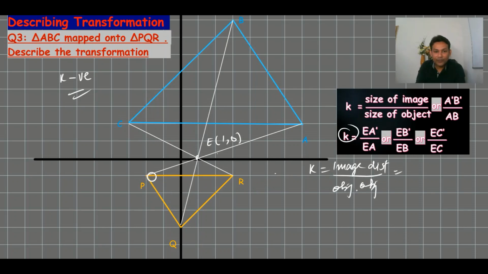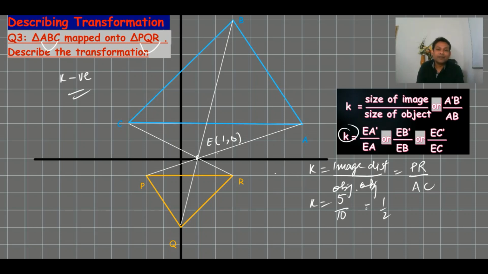This is image, I can use PR, and this I can use AC. Even you can see from here, AC and PR are the corresponding sides, so we can use. So PR is 1, 2, 3, 4, 5, and AC is 1, 2, 3, 4, 5, 6, 7, 8, 9, 10. So now this is coming 1/2.